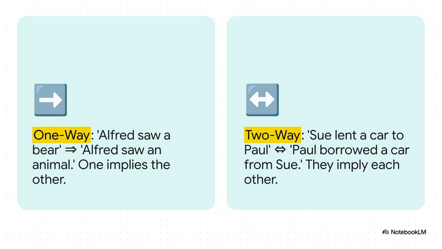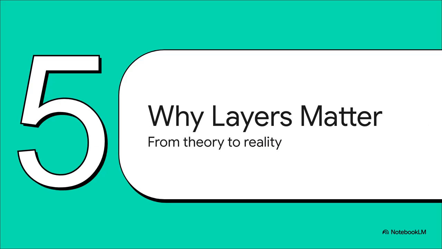But sometimes entailment is a two-way street. And what do you call it when two sentences entail each other? You guessed it, that's just another way of saying they're paraphrases. So that brings us to the big finish. We've gone through all this theory: propositions, sentences, entailment.